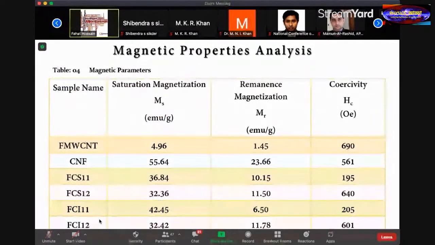As we can see from the magnetic study, it is evident that the grafting of ferrite nanoparticles on the low magnetic functionalized nanotube matrix influences the magnetic parameters.